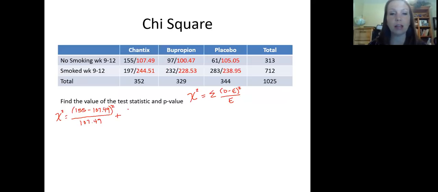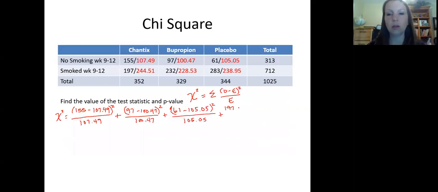Plus, I move on to the second cell. I'm going to have 97 minus 100.47, that quantity squared, divided by 100.47. Plus, the next one: 61 minus 105.05, squared, divided by 105.05. Plus, now I'm on to the second row. I've got 197 minus 244.51, squared, divided by 244.51.